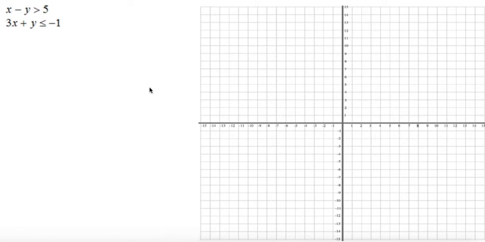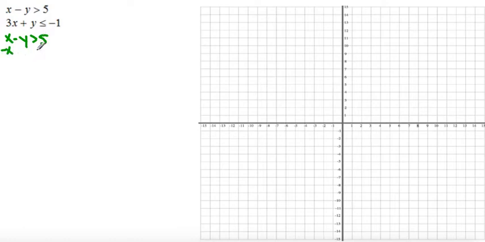Example 4, solve this linear inequality by graphing and pick one solution and one non-solution to give as an example. So first, in order to do the graphing part of this, we have to get both of the inequalities in slope-intercept form. So I'm going to rewrite the x minus y greater than 5 in slope-intercept form.